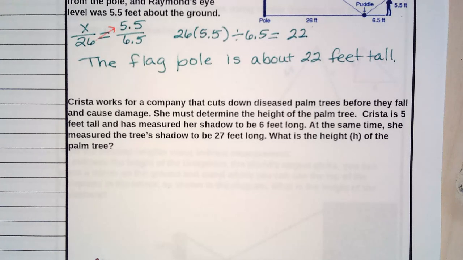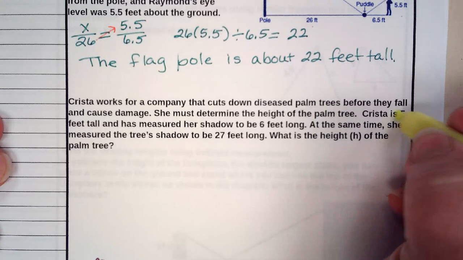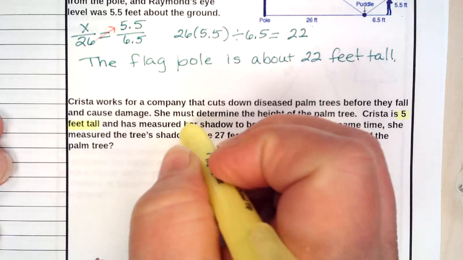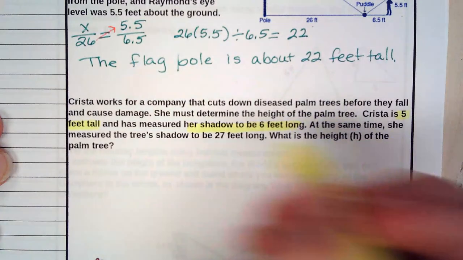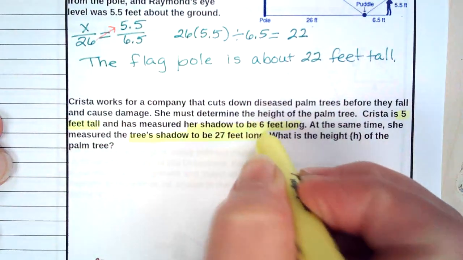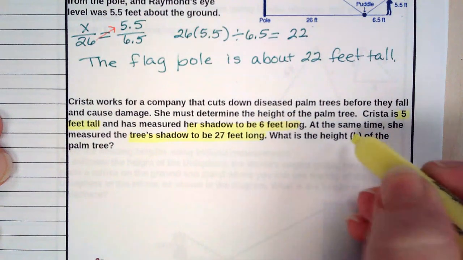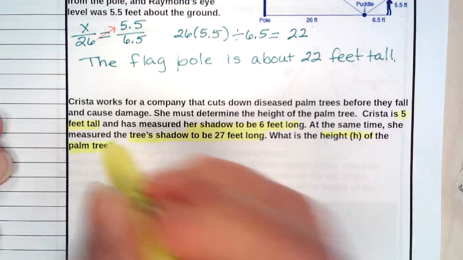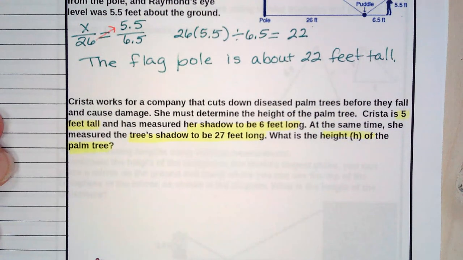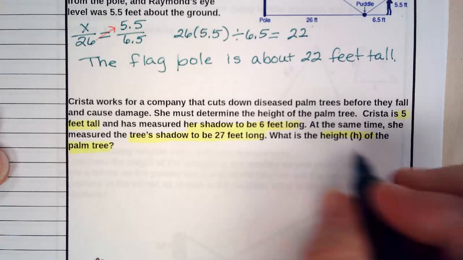So, she is 5 feet tall. Her shadow is 6 feet. The tree shadow is 27 feet. What is the height of the palm tree? So let's draw our little stick figures. I think I'll use green again, so I've got green for the palm tree.